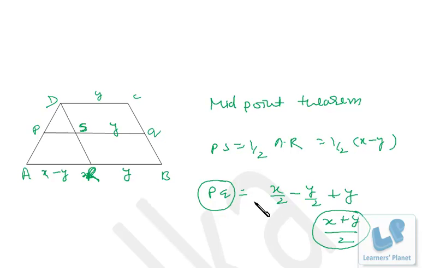This concept will be used various times, so be careful about it. The only condition is P must be the middle point of AD and Q must be the middle point of BC. That means PQ must be the middle line. So length of this will be given by (X plus Y) by 2. It's an important concept.